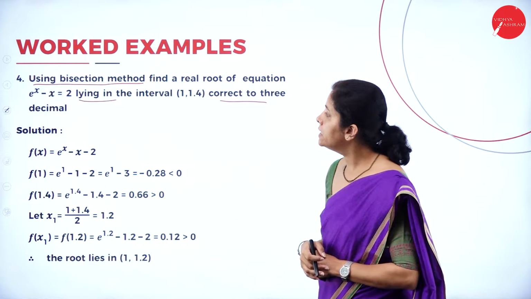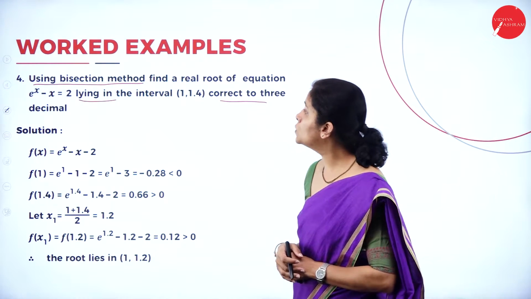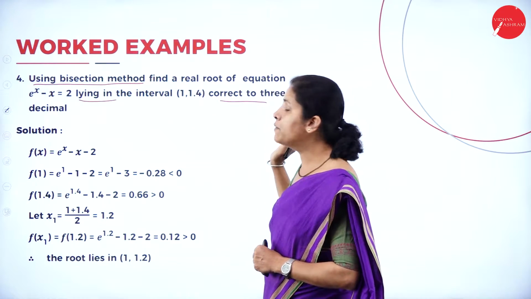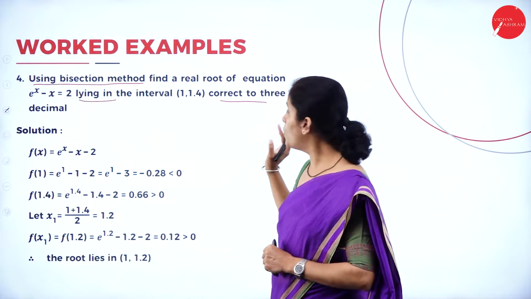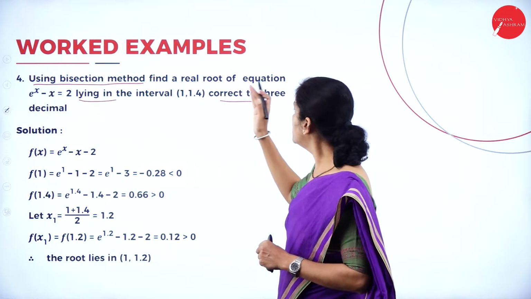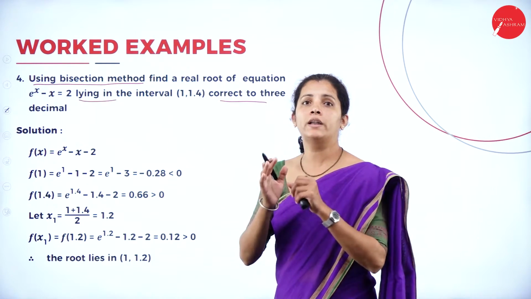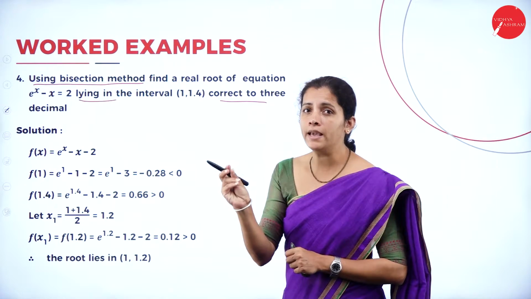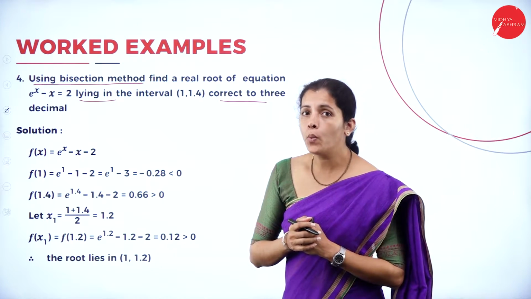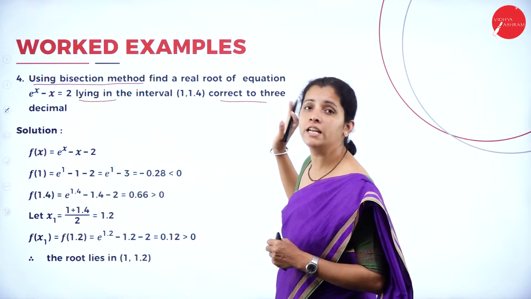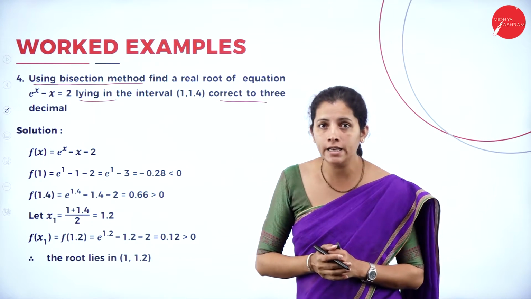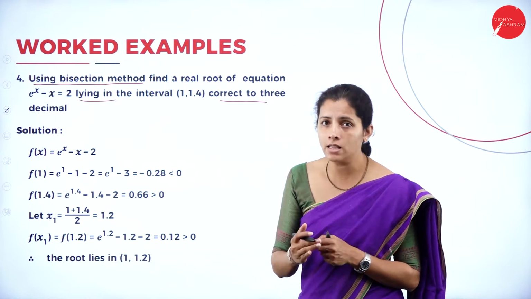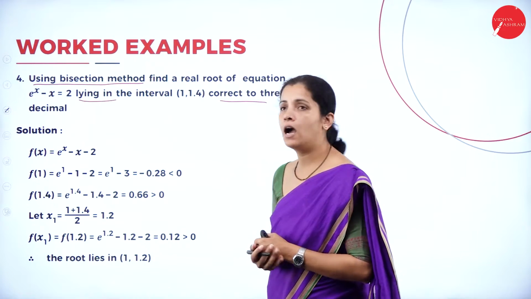So dear student, in the question they mentioned that the root lies between 1 and 1.4, and when I want to stop the iteration, correct to 3 decimal places means whatever result I get, I want to consider 3 decimal places. I can stop the iteration when, in both iterations, if I consider 3 decimal places, I get the same answer.